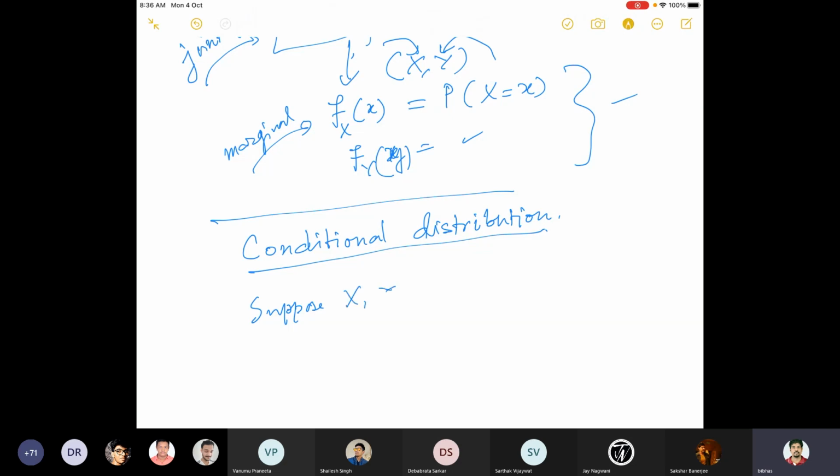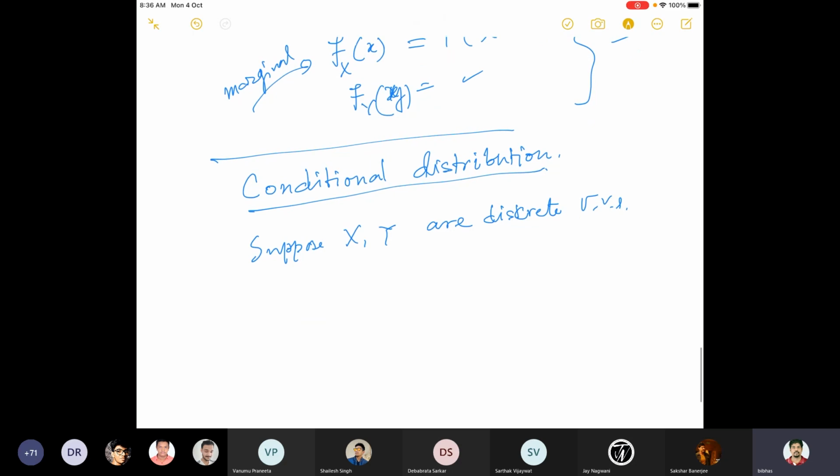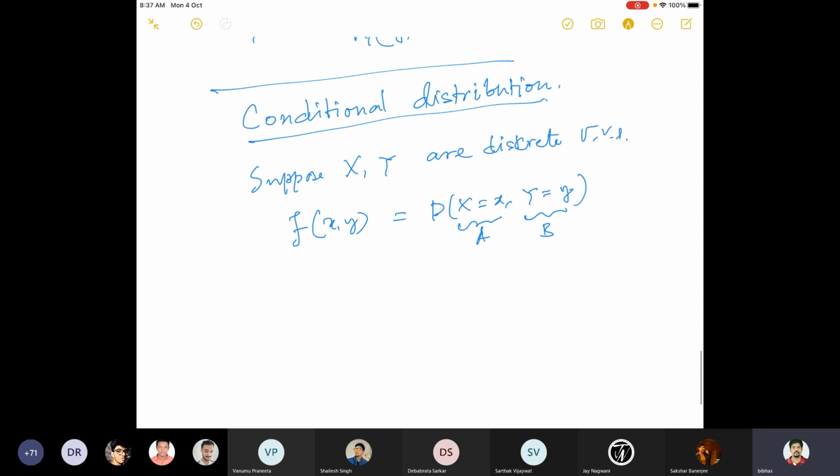Suppose X and Y are discrete random variables. Then we know the joint PMF, which is the probability of X equal to small x and Y equal to small y. If we write this event as A and this as B, then this is the probability of A and B, right?